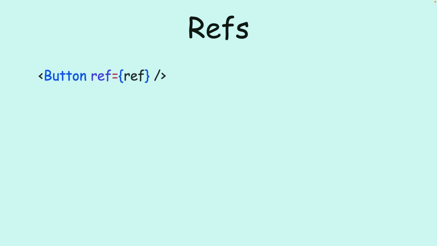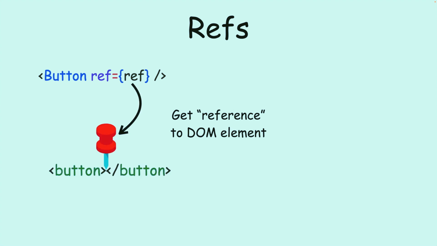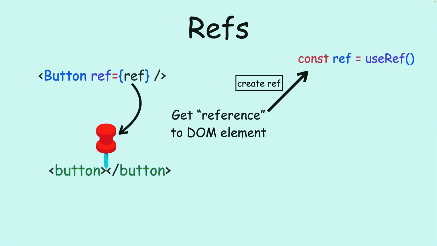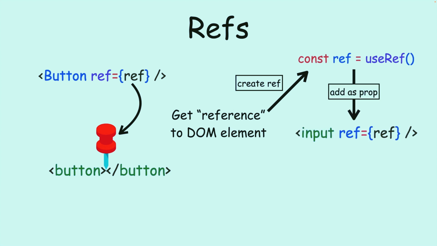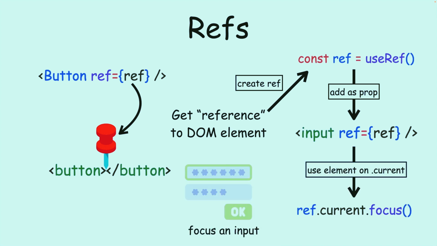Like effects, sometimes you want to step outside React and work directly with the DOM. To reference an actual DOM element, you can use what's called a ref. You can create a ref with the useRef hook, and to get access to a DOM element, use the ref prop on any React element. For some tasks, such as focusing an input, it's much easier to reference the actual DOM element instead of attempting to do it the React way.